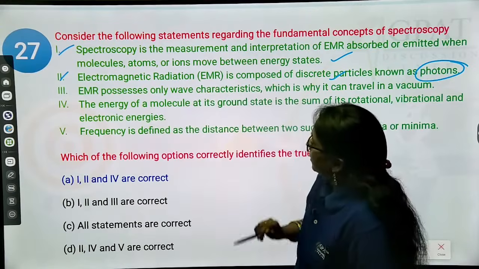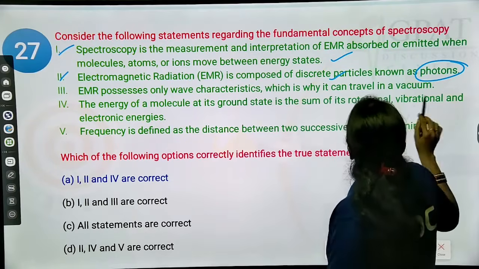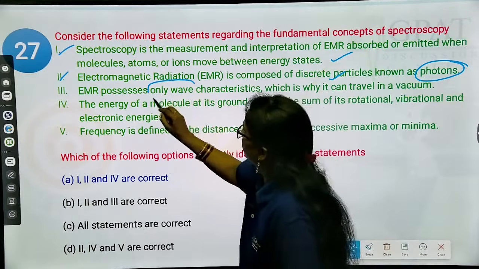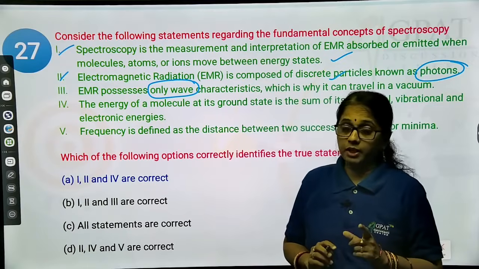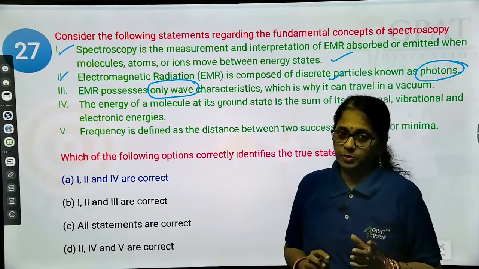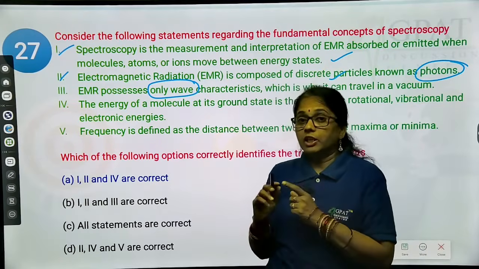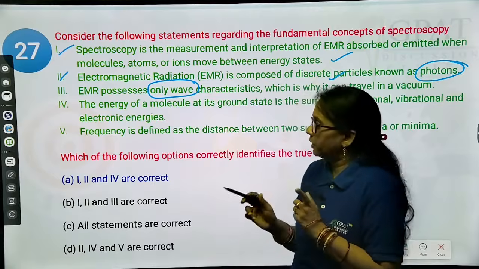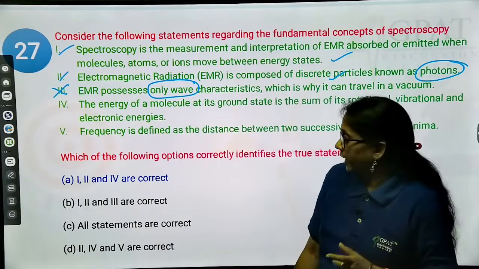Next, EMR possesses only wave characteristic, which is why it can travel in a vacuum. No, EMR also possesses particle characteristics. It has both electric and magnetic properties, right? So wave-particle duality is going to be exhibited by the EMR. So 3 is not going to be the right statement.